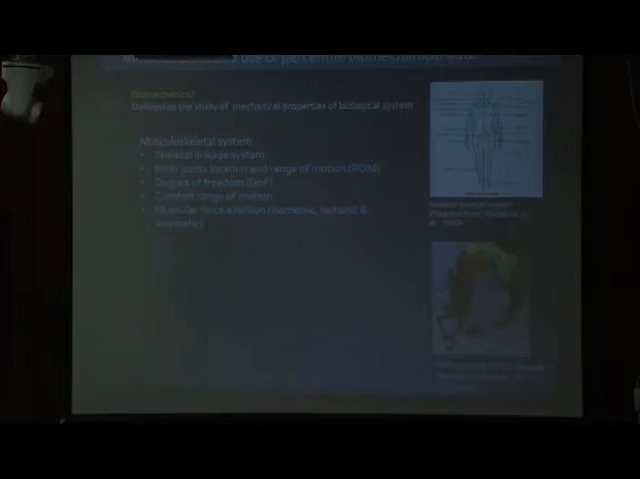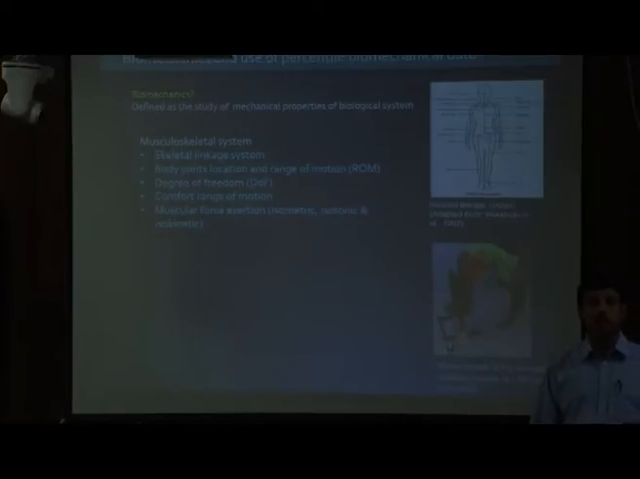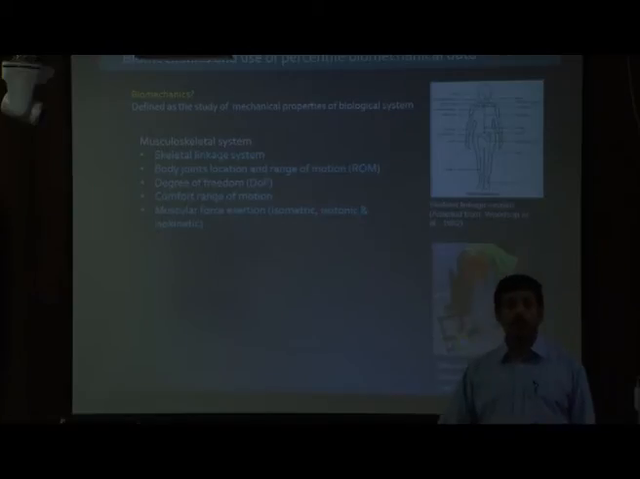Under biomechanics, we discuss the musculoskeletal system and the skeletal linkage system. As we have already discussed in our earlier slides, the human body is made up of various bones and joints, and we can represent the human body as linkage segments. Second, body joint location and range of motion. For each body joint, the range of motion is different, and it also varies from human to human. For me, if the flexion extension of the elbow joint is 120 degrees, for someone else it may be 130 degrees.